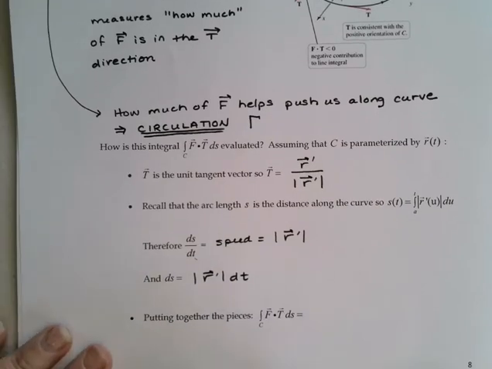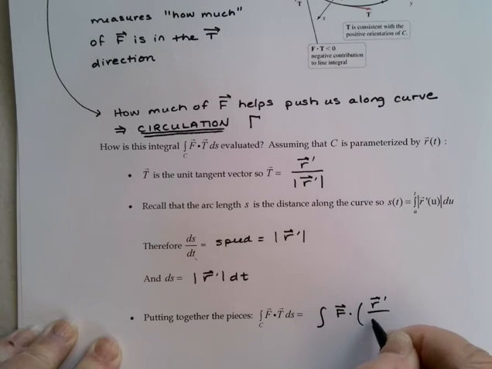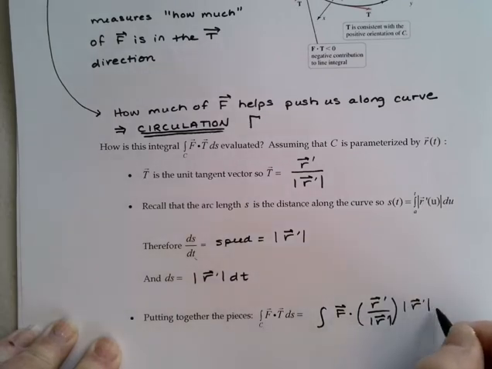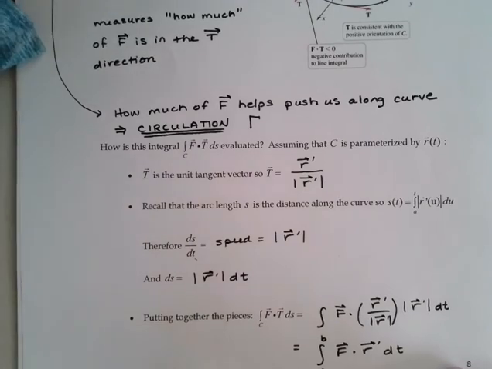And then when we put those pieces together, our integral becomes f dotted with t, r prime over the magnitude of r prime, times ds, magnitude of r prime, dt. And when we simplified all of that, canceling out the magnitudes, we just get f dot r prime dt between the endpoints a and b. Right? So no surprise there.